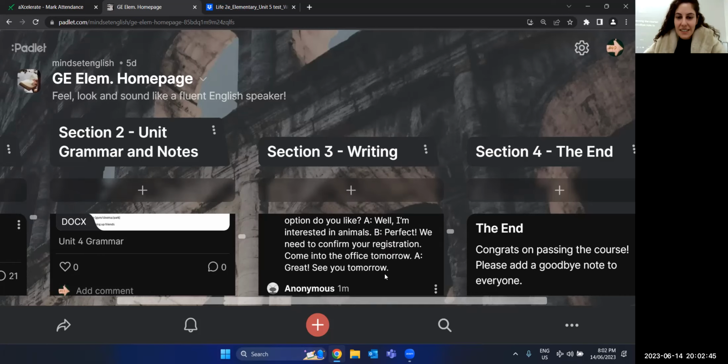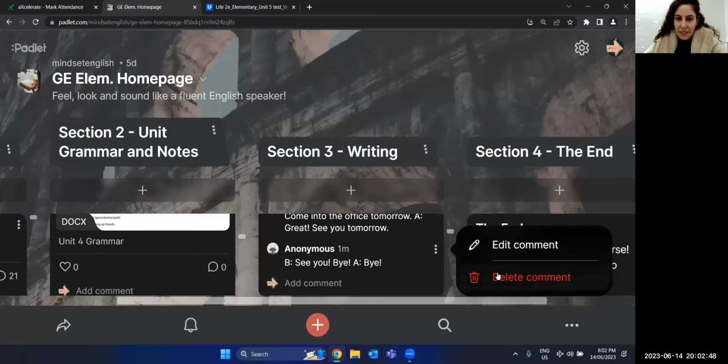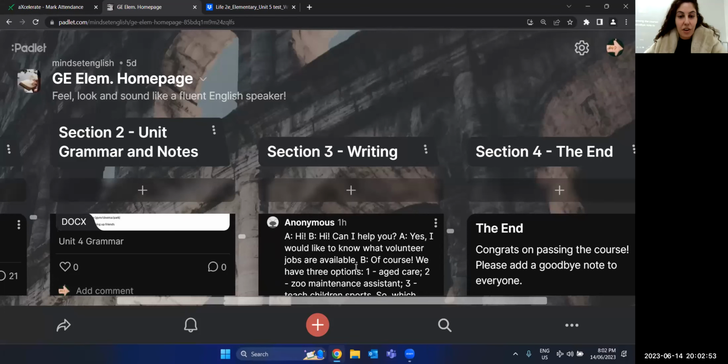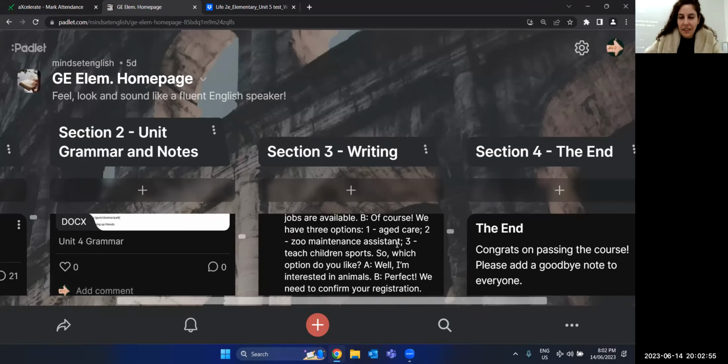Perfect. So another nice conversation where three options are given. So you don't need to repeat. So do you want to do aged care, zoo? When you give someone three options, like if you're offering someone a drink, you can say, I have coffee, tea, or milk. You don't say, so which one do you want, coffee, tea, or milk? It's too much repeating. So you just say, I have coffee, tea, or milk. Which one do you like? We don't need to repeat, which one would you like?